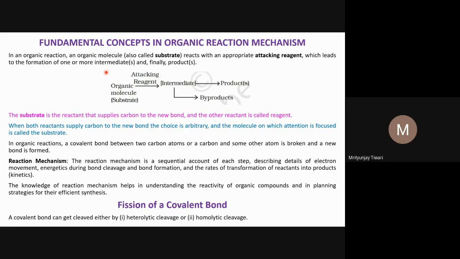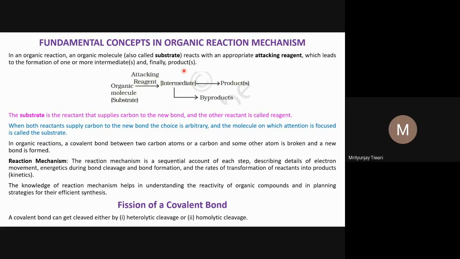Let us now move to some fundamental concepts in organic chemistry, which are very important to understand the mechanism of organic reactions. Particularly, we see that organic reactions are performed using certain reagents. And what does it mean? In an organic reaction, a carbon atom forms a bond with some other atom. So in an organic reaction, an organic molecule, which is also called the substrate, reacts with an appropriate attacking reagent, which leads to the formation of one or more intermediates and finally products.